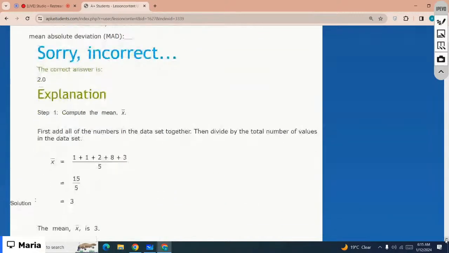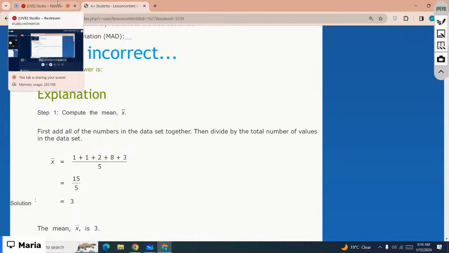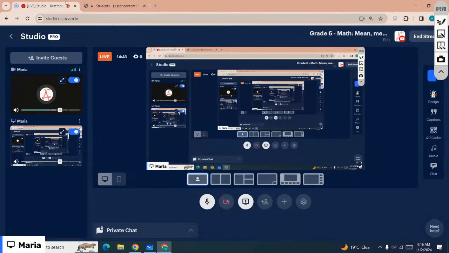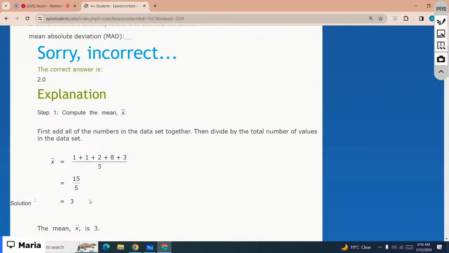The first step is you have to calculate the mean, right? We know how to calculate the mean. You have to add all the numbers and divide them by the number of values. So you just have to add 1 plus 1 plus 2 plus 8 plus 3, and then divide it by 5 because there are only 5 numbers in the data. So divide them by 5. So here is the mean. Mean is 3, right?